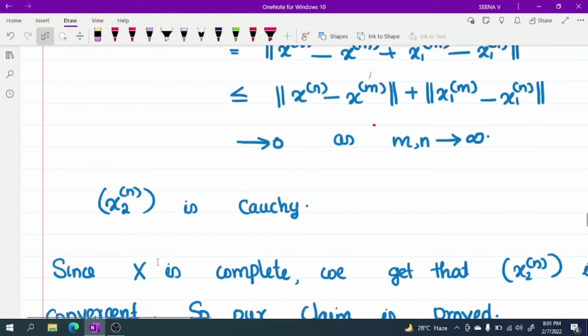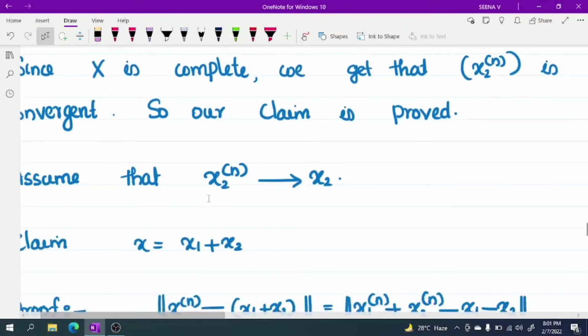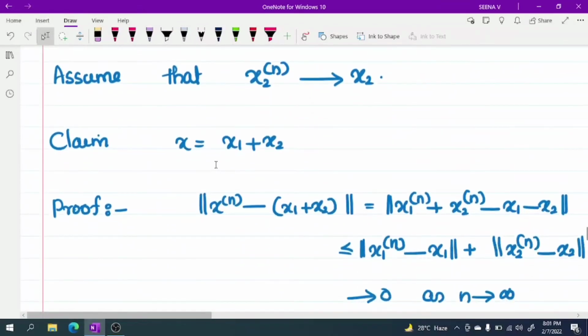Closed subspaces are complete. Therefore, x2n is also convergent, and x2n converges to an element in E2. Suppose x2n converges to x2, and we are claiming x is equal to x1 plus x2. Now, for proving this, what about the norm of xn minus (x1 plus x2)?